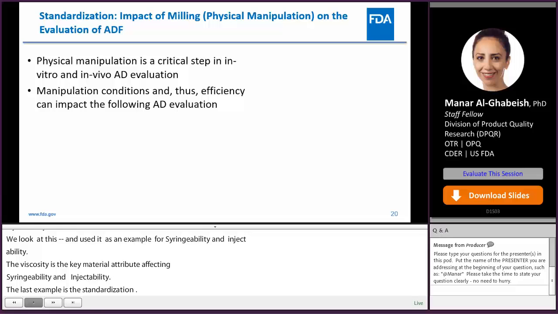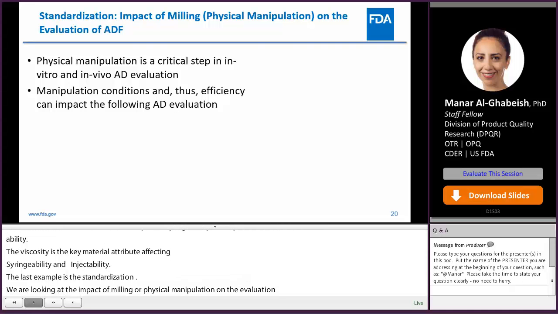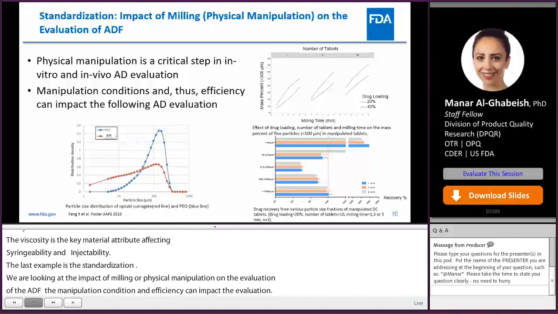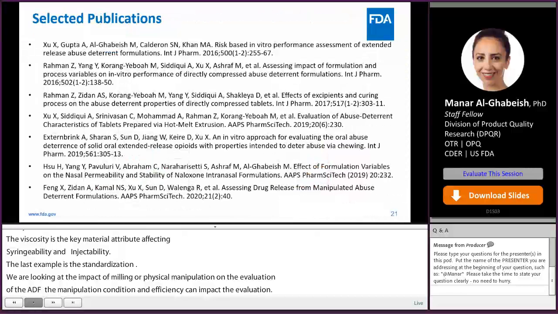Manipulation condition, and thus the efficiency, can impact the following AD evaluation. In this study, milling conditions like number of tablets used, milling time, and drug loading were tested and found to impact the recovery and particle size, especially the fine particles percentage. And here I listed selected publications which have been presented in many conferences.